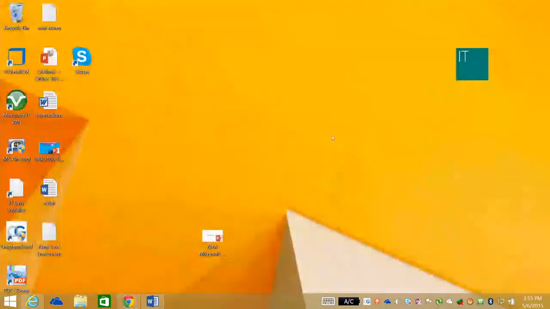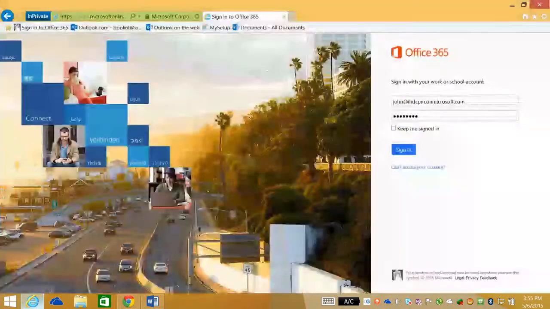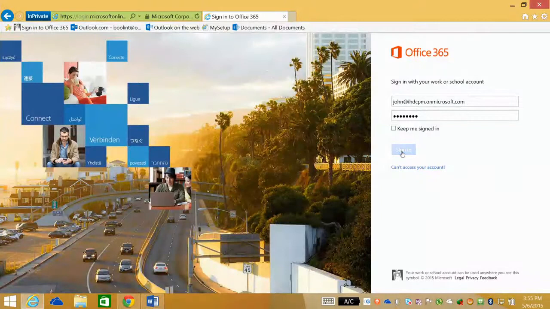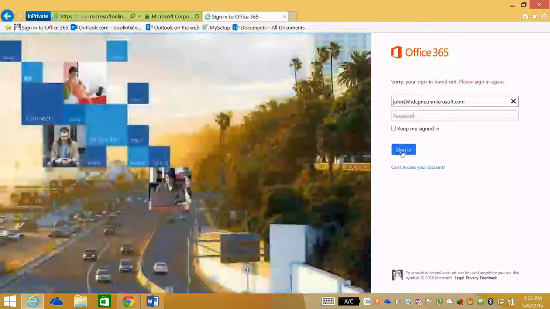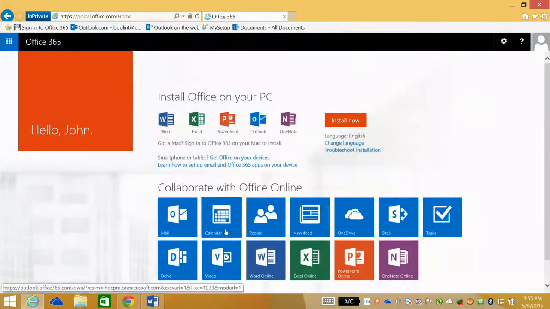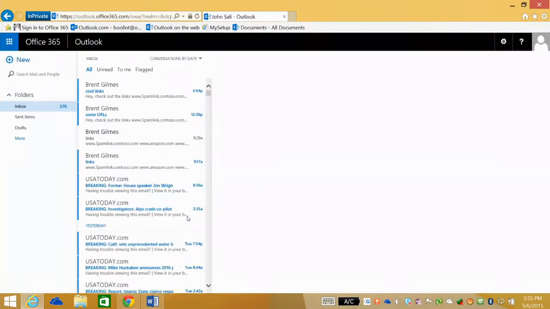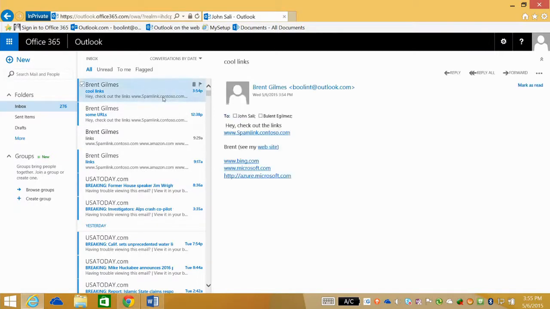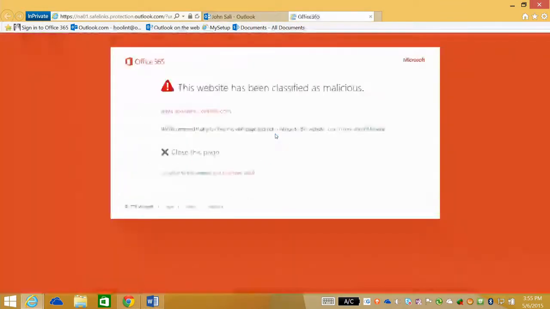And let me quickly move to John and see the user experience for Safe Links. Let's go to John's mailbox. And here you go. He already got the email. And I'm just going to go ahead and, interesting link, I will click on it.